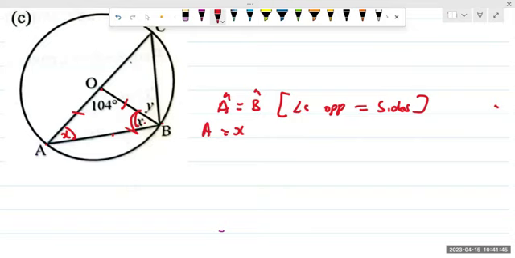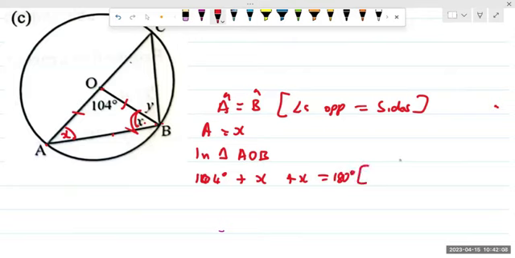What else am I going to tell them now? I'm going to look at triangle OAB. So I'm going to say in triangle AOB, I will have 104 plus x plus x, which is going to give me what? 180 degrees. And then this is going to be what? Sum of angles in a triangle. And then x and x, they're like terms. What is x and x? It's going to give us 2x, which is going to be equal to 180 degrees minus 104.